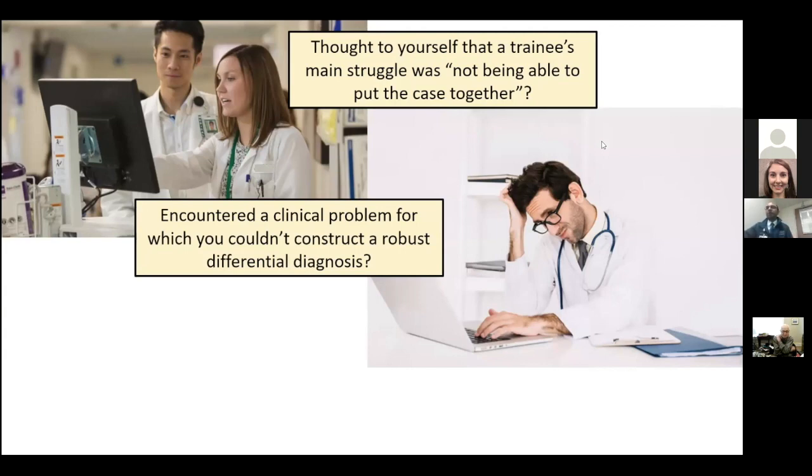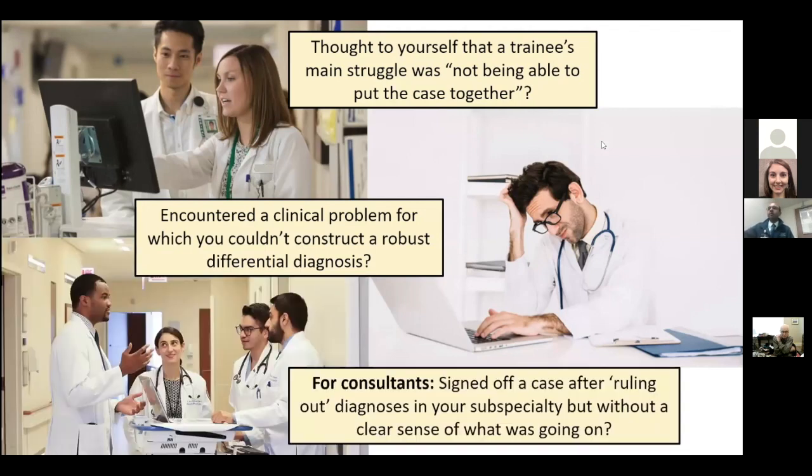If you're having trouble coming up with an example of this, I would suggest for most internists to think about the last rash that they saw for which they did not immediately identify what the cause of the rash was. And the last one is speaking to my subspecialty colleagues. Have you ever signed off a case after ruling out the diagnoses in your own subspecialty, but without a good sense of what was going on with the patient and what really should be done next? How can you help the team further? And so hopefully one of these scenarios resonates with you as we dive into the discussion today.